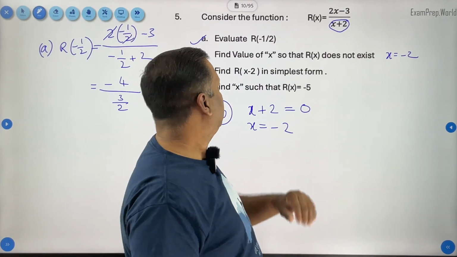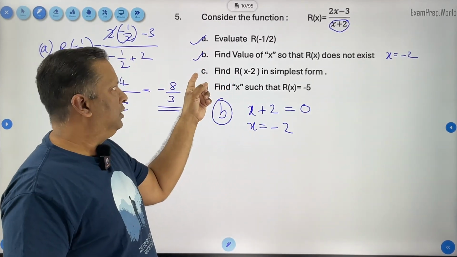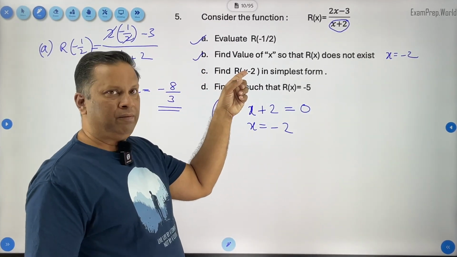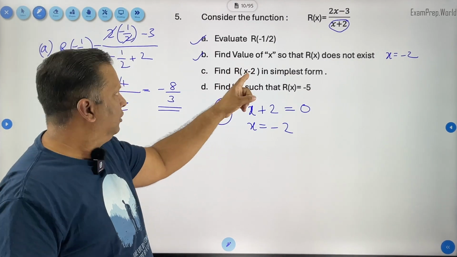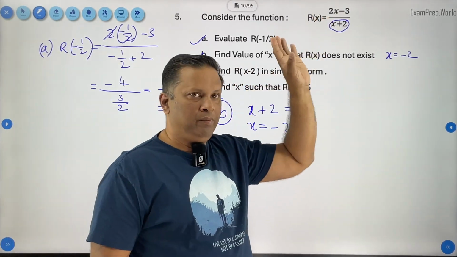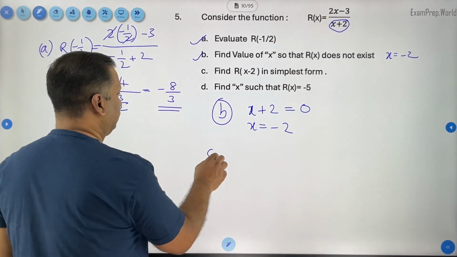Understood? Very simple answer. Now third one, again they have given an expression, they are asking us to simplify. So let's go ahead and simplify, put that one. C.